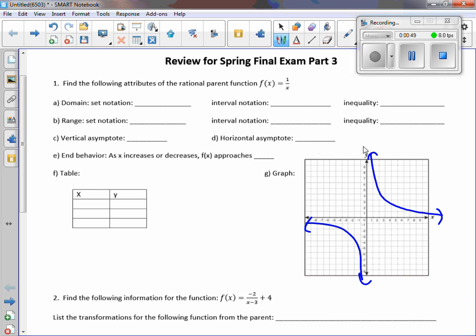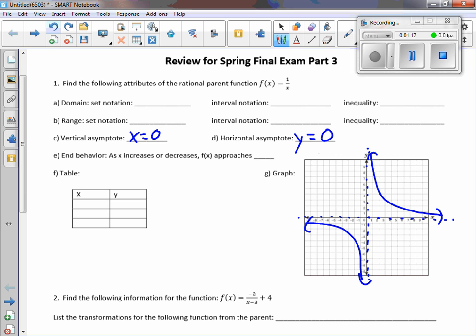Let's do C first, C and D, the asymptotes. With these functions, with x in the bottom, we have an asymptote at y equals 0, that's the horizontal line, and x equals 0, that's the vertical line. So the vertical asymptote is x equals 0. Horizontal asymptote is y equals 0. Why am I starting with this?